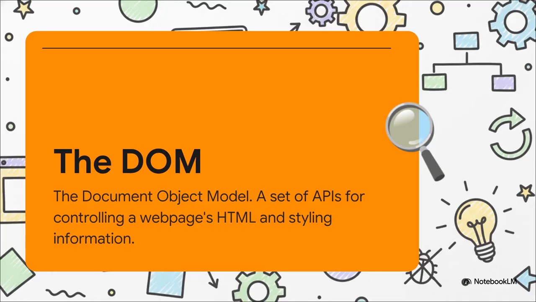So, if our code is going to change the page, it needs a map, right? A blueprint. That blueprint is called the DOM. It represents the entire structure of the web page as a live object. JavaScript can read this blueprint to find any element, a button, a paragraph, an image, and then change it on the fly. You can make a button's text change from click me to clicked, or delete something, or even add brand new stuff to the page.